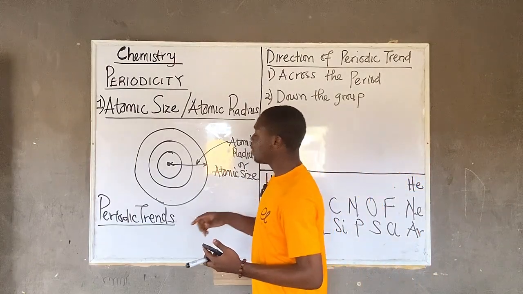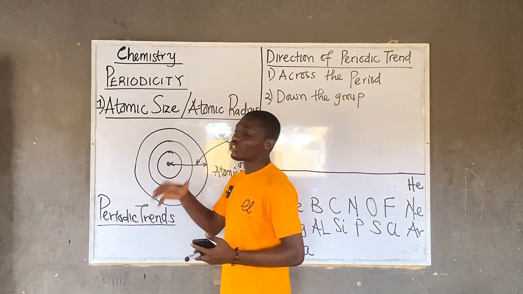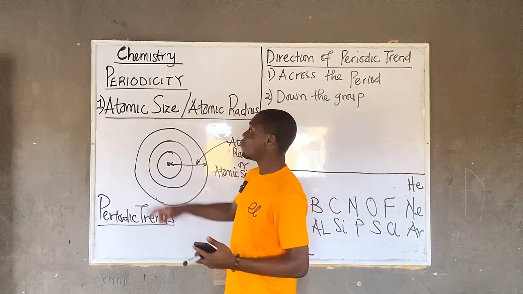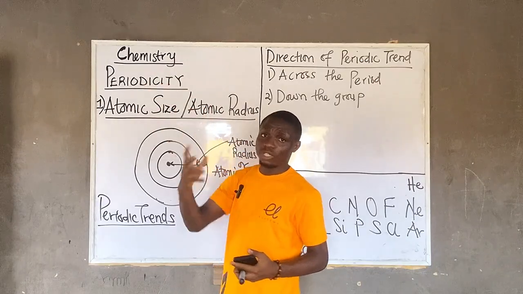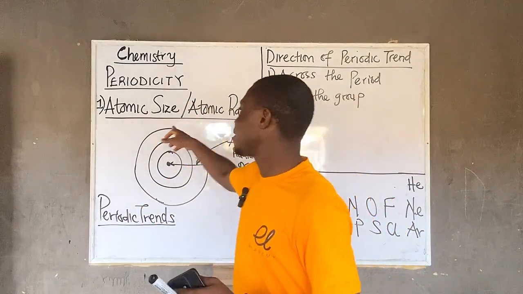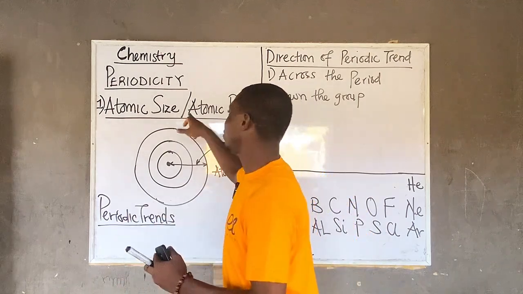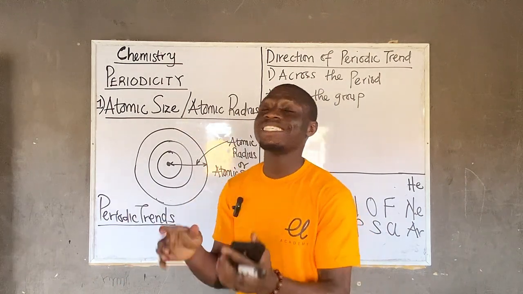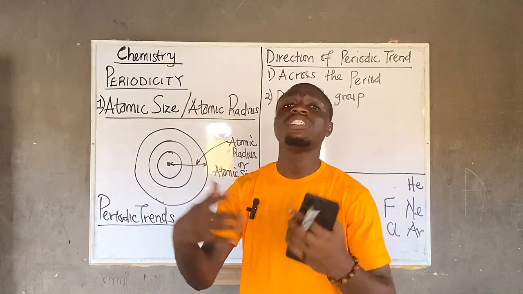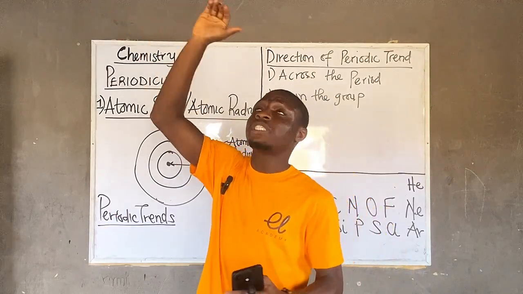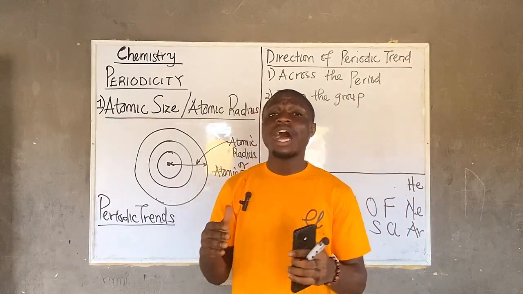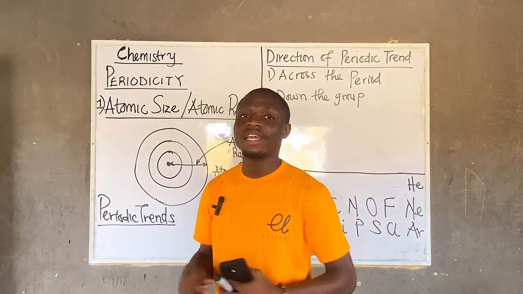As I was saying earlier, periodic trends will always occur. I will always mention them in each of the properties I gave you, from the first to the seventh one. So now here's the task. We will look at atomic size across the period and down the group, and for each of the other properties, we look at them across the period and then down the group.